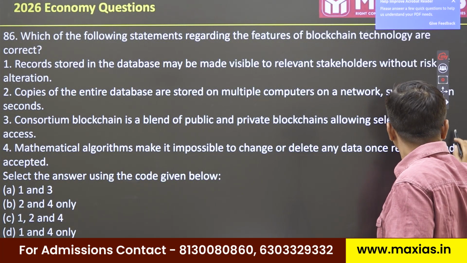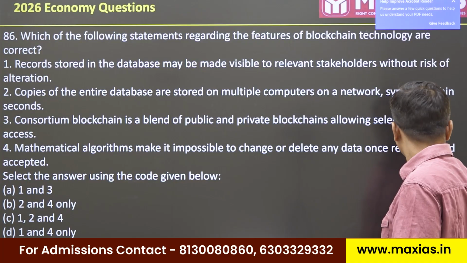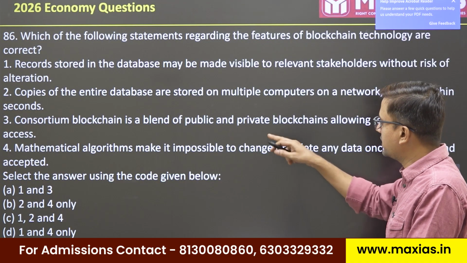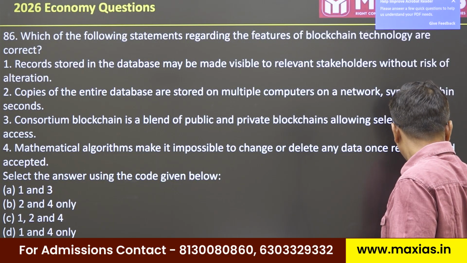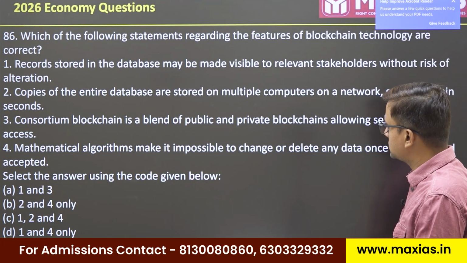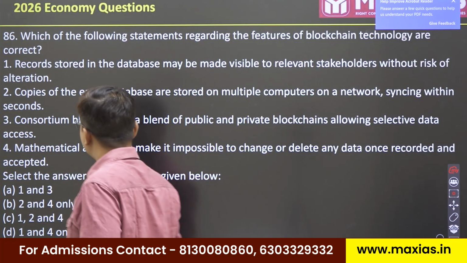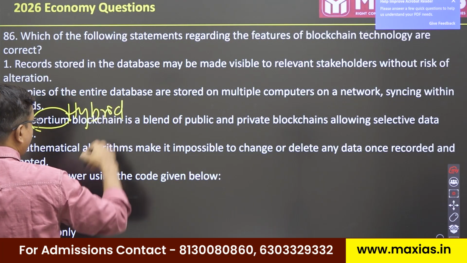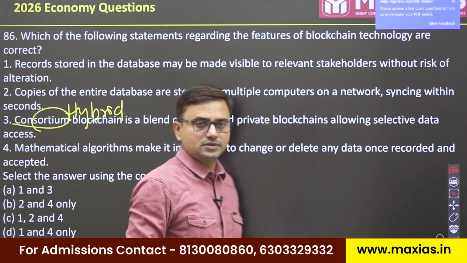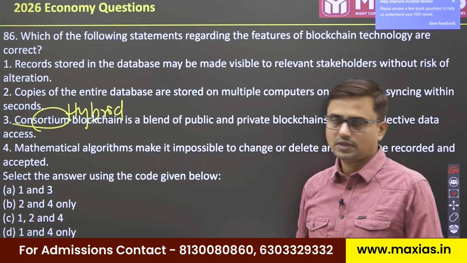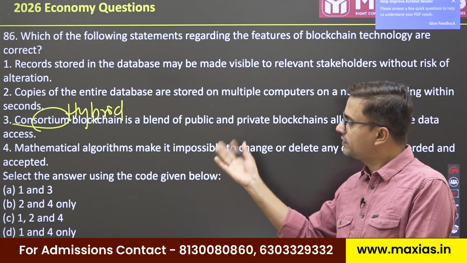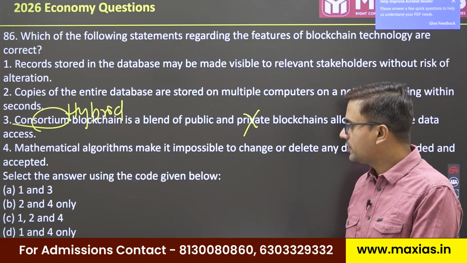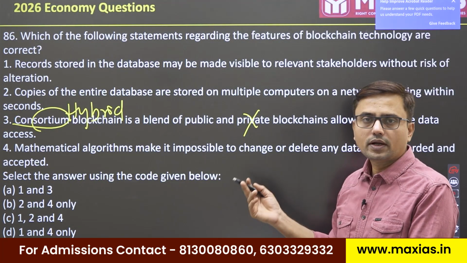Let's go back to the question part. The third statement given here is: consortium blockchain is a blend of public and private blockchains. If it were a hybrid blockchain, this statement would have been correct. They have just interchanged them. In the place of hybrid, they have given consortium blockchain. Ultimately, statement 3 will be wrong. So the answer would be 1, 2 and 4.